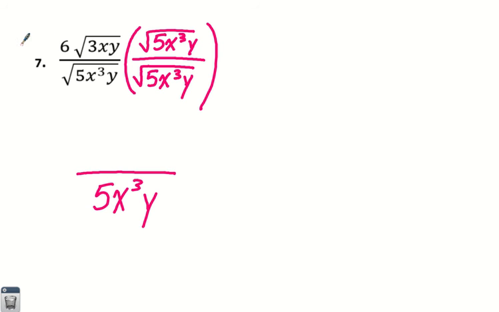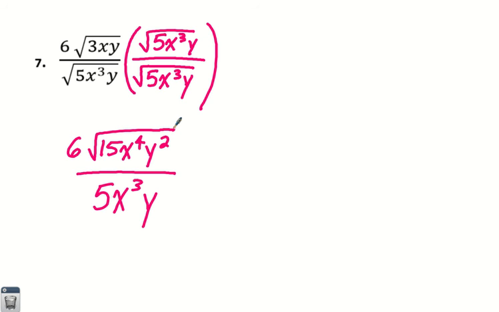Okay? What happens on top? Well, the 6 has nothing really to multiply with, but the square root of this times the square root of that, we can multiply those together. And so there's the 6, and then 3 times 5, we can come together as 15. x times x to the third is x to the fourth. And y times y is y squared.